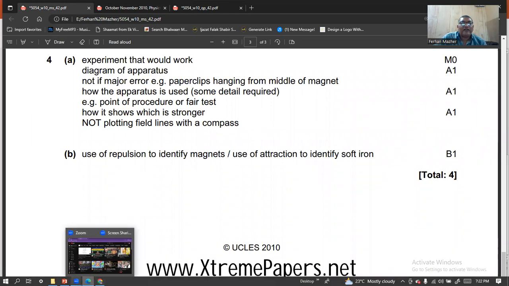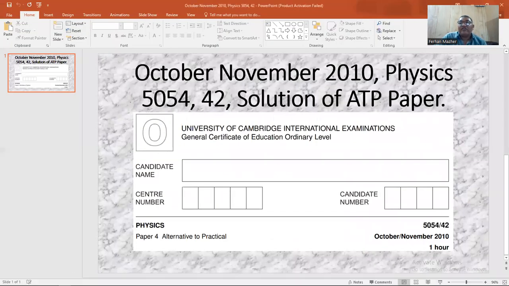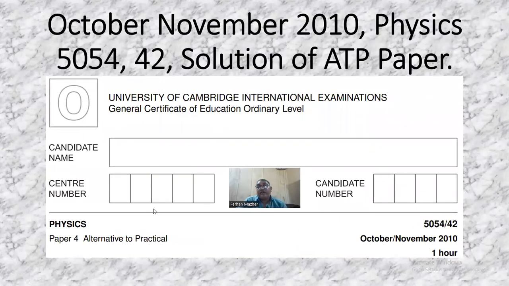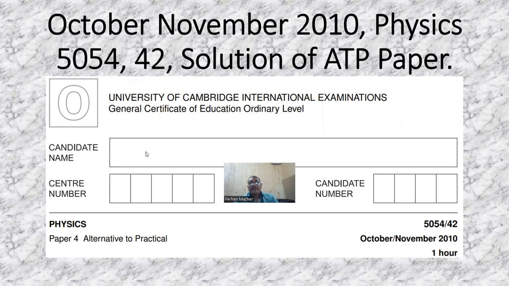So my dear students, we have reached the end of this paper. Today we have done the October/November 2010 paper 4-2. This was an ATP paper, alternative to practical. I have tried my best to explain the concepts, and I have also tried to use the marking scheme. It's my advice to you, whether I write the answer, whether your teacher writes the answer, or you yourself write the answer, always check them with the marking scheme.